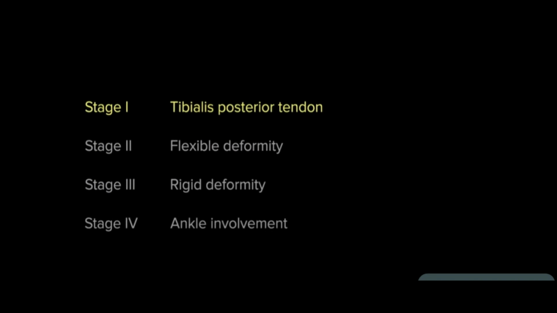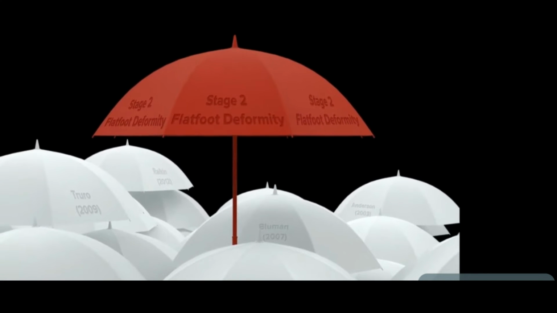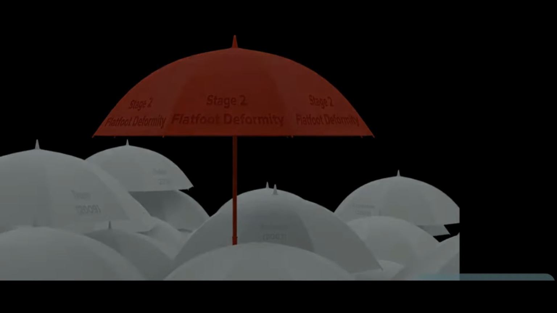The key thing to remember in stage 1 is that it can include inflammation of the paratenon, tenosynovitis, or even partial rupture of the PTT, but other deformities are not present or minimal. Stage 2, which has the widest spectrum of subdivisions and debate amongst surgeons, is a flexible deformity, with many classification systems and subdivisions due to the difficulty in having one umbrella term for patients who fit within this stage.